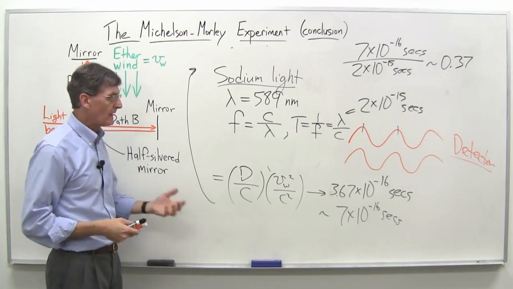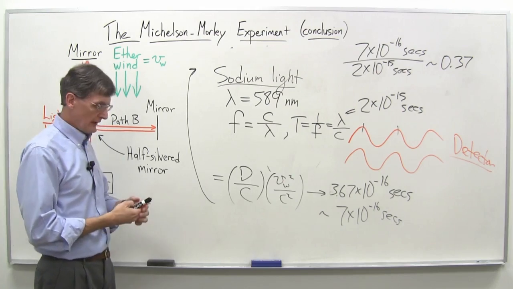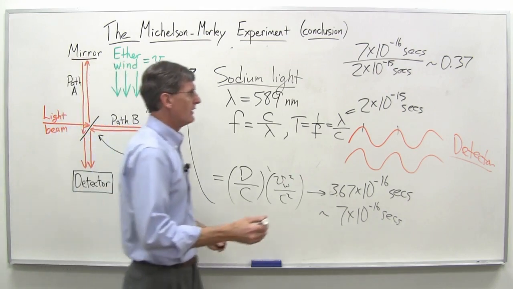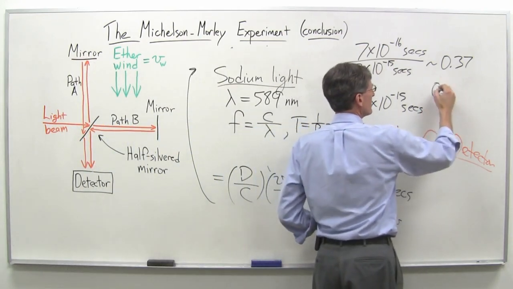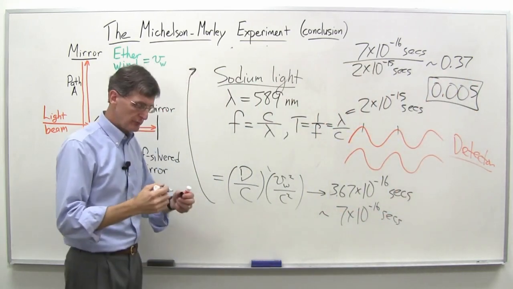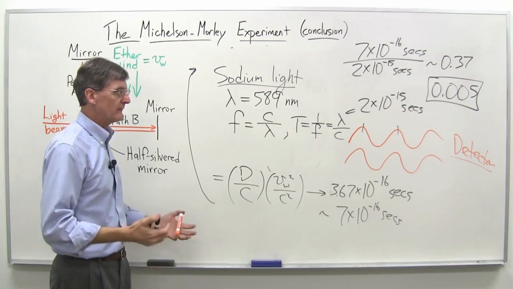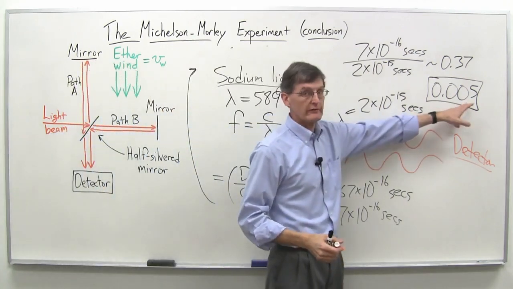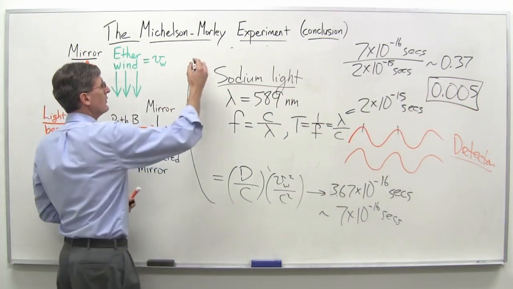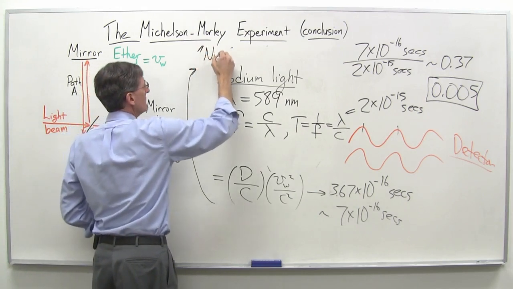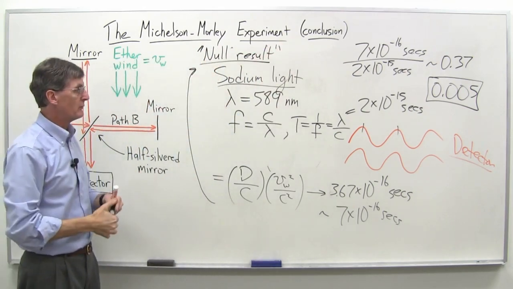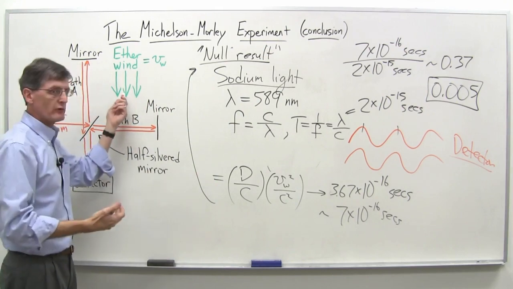So what did they find? They found, when they did this a number of times, in different orientations, different times of the year, and so on, that the observed shift was about 0.005. In terms of the experimental uncertainties they were dealing with, the observed shift could not be greater than this. It might even be less than that. And so this is what's known as the famous null result of the Michelson-Morley experiment, because they didn't see the effect of the ether wind.